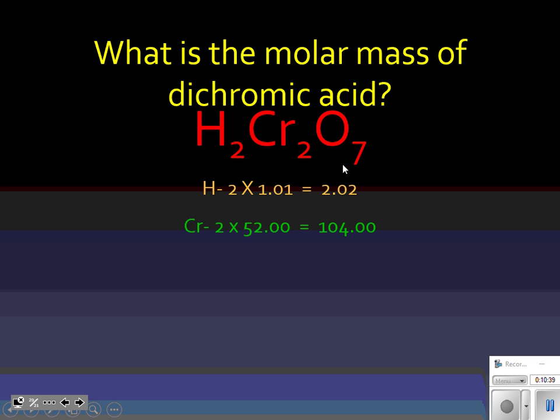Finally, oxygen, 16.00 when I round it to two places. 16.00 times 7, excuse me, gives me 112. When I do my math, I add all these together. Ladies and gentlemen, the molar mass of dichromic acid is 218.02 grams per mole.